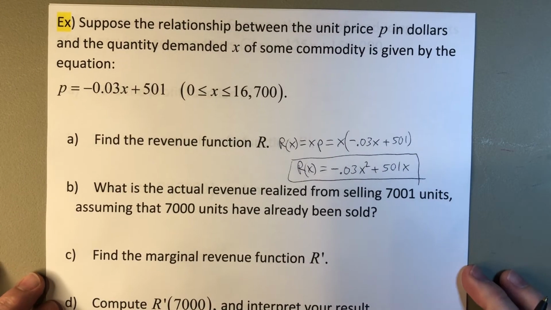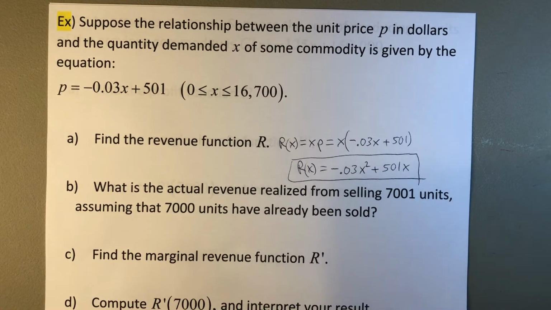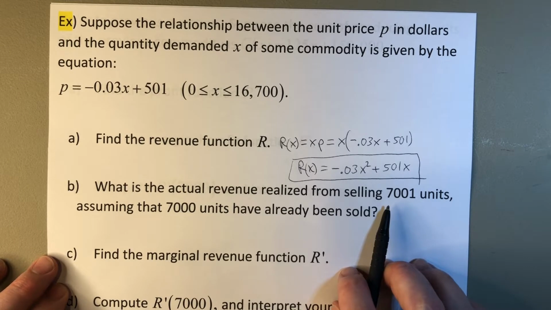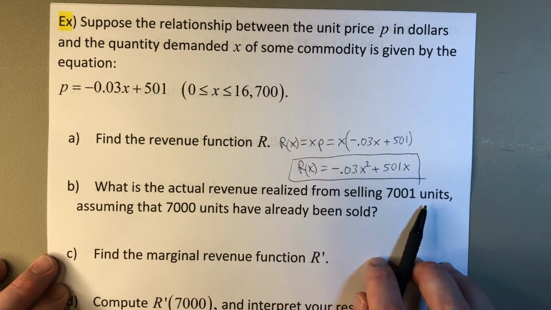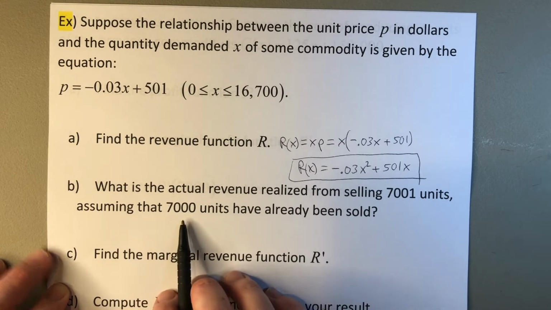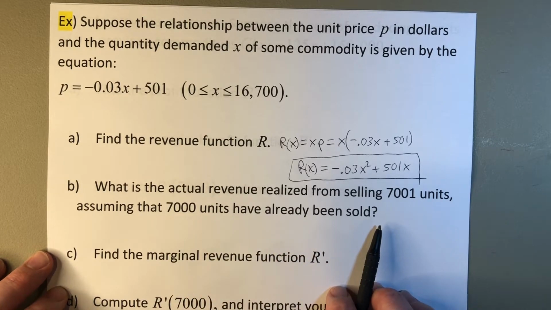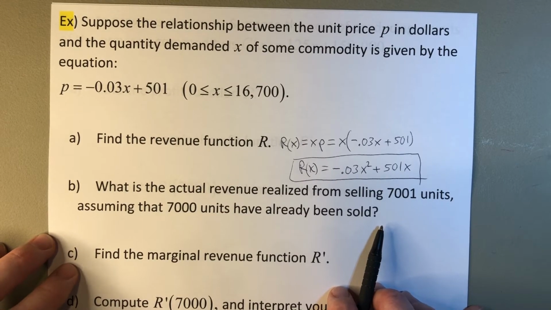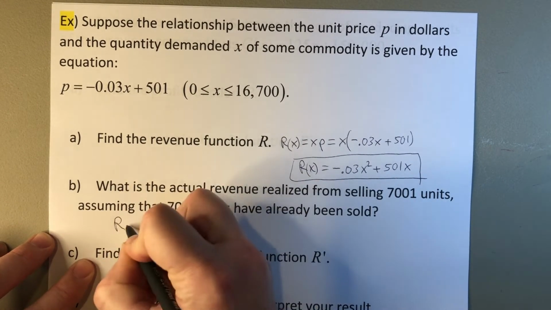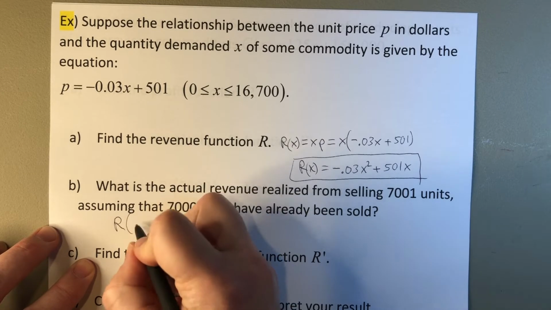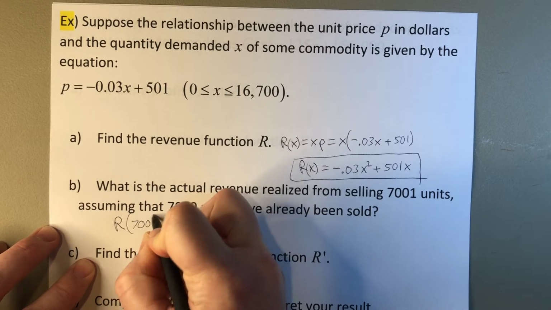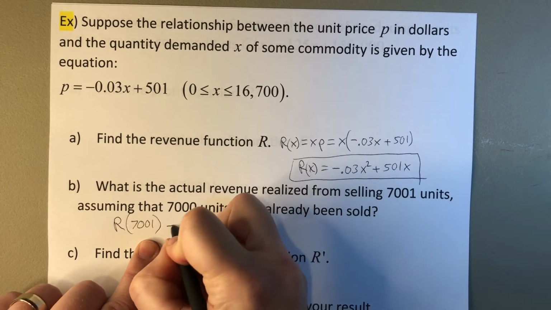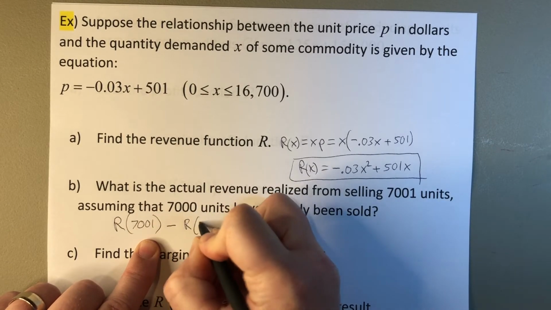That's easy enough. And then it asks us what the actual revenue realized from selling 7,001 units would be equal to, assuming that 7,000 units have already been sold. Okay, so this is actually another algebra question, and what we want to do here is look at R of 7,001 minus R of 7,000.